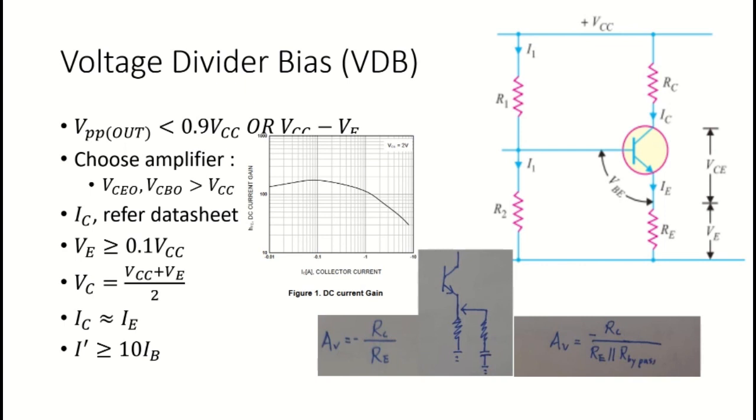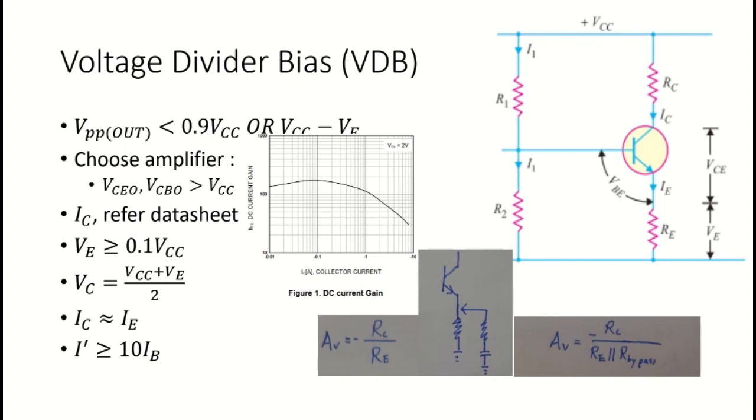By starting the design of the VDB, the VE must be bigger than 0.1 of VCC, and the VC can be gained after VE is gained: VCC plus VE divided by 2. The VC is set at the midpoint between VCC and VE to prevent clipping of the signal after amplification. And through the IC, and IC is similar to IE, we can get RC and RE by using Ohm's law.